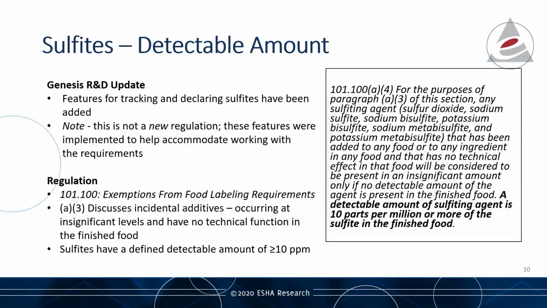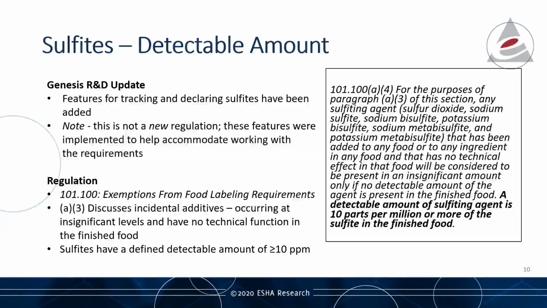So Genesis version 11.8 includes features and reporting related to sulfites. While sulfites, like I said, is not declared within the nutrition facts label, there are conditions when the level of sulfites needs to be considered in declaring sulfites on packaging. The nutrient fields and the new features help identify when those conditions exist.